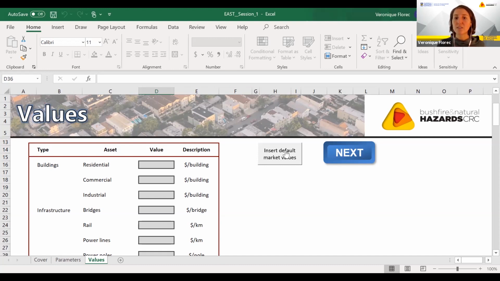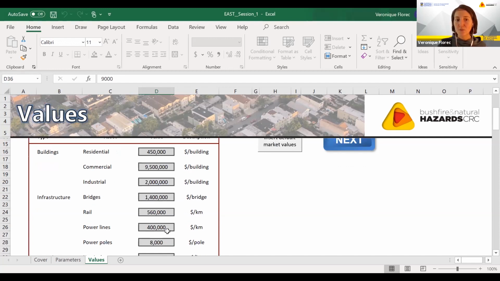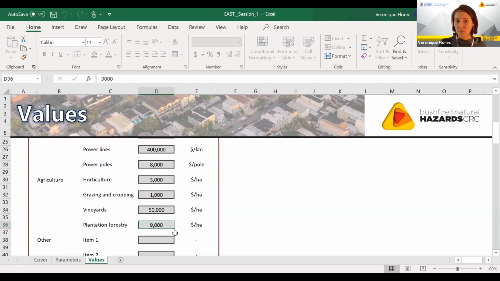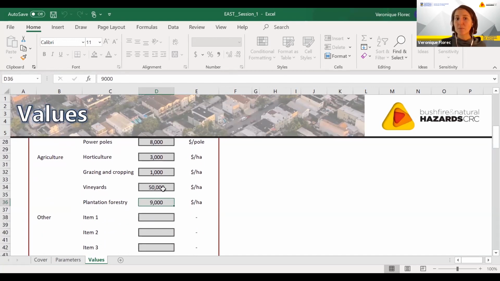And we have inserted them here as default values. So if you click on this light gray button, it inserts a set of values here for these assets, values that we have come across often enough. And notice that for vineyards here, because I have done that analysis for the Southwest of Western Australia often enough, I have been able to source the amount of dollars per hectare that it will cost to reinstate a vineyard back to its original state after it has been destroyed by bushfires.